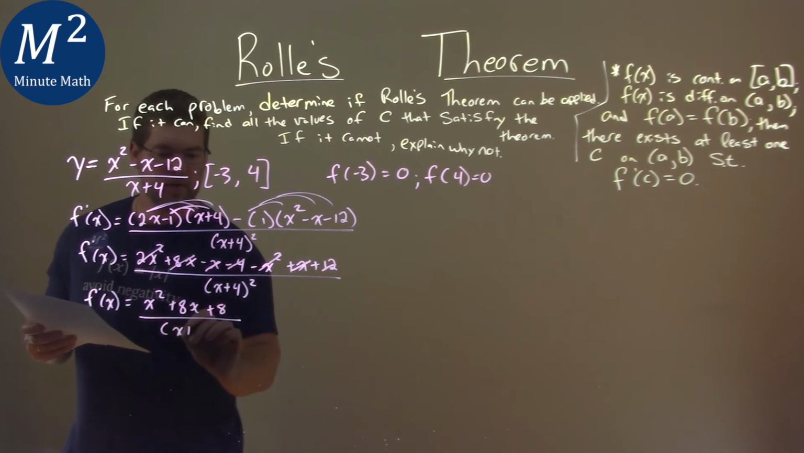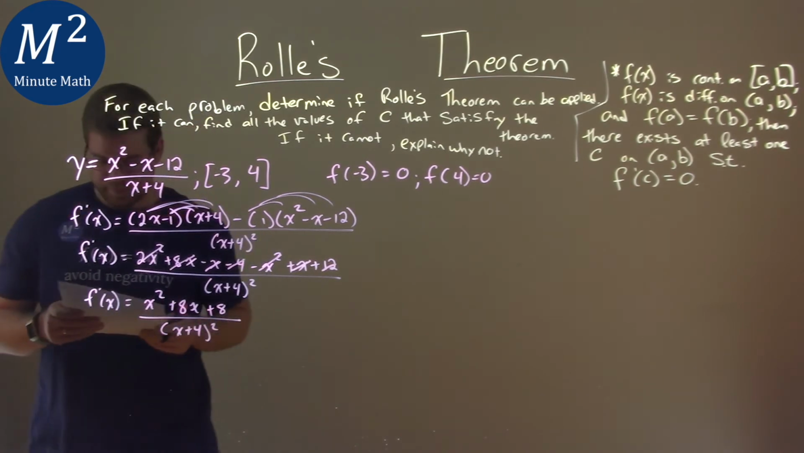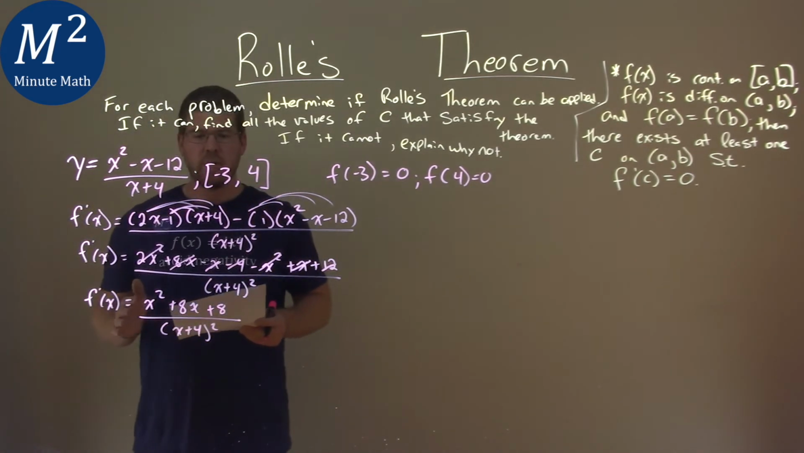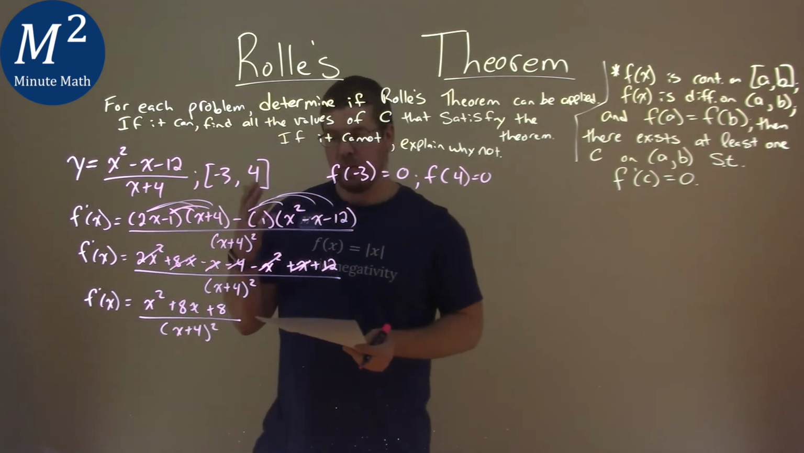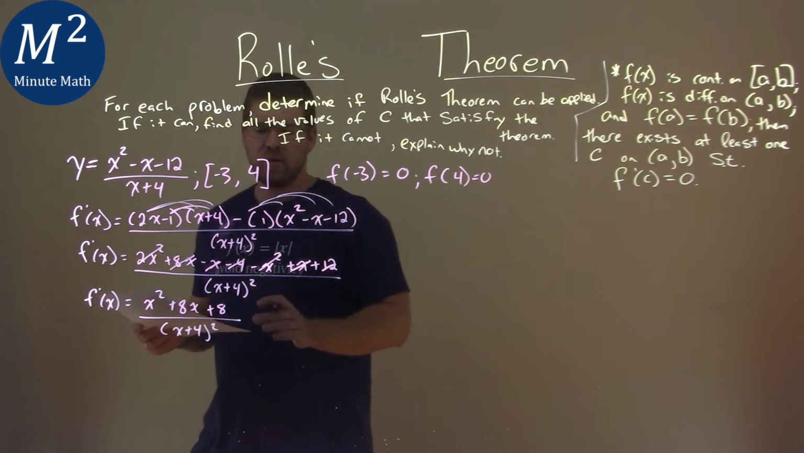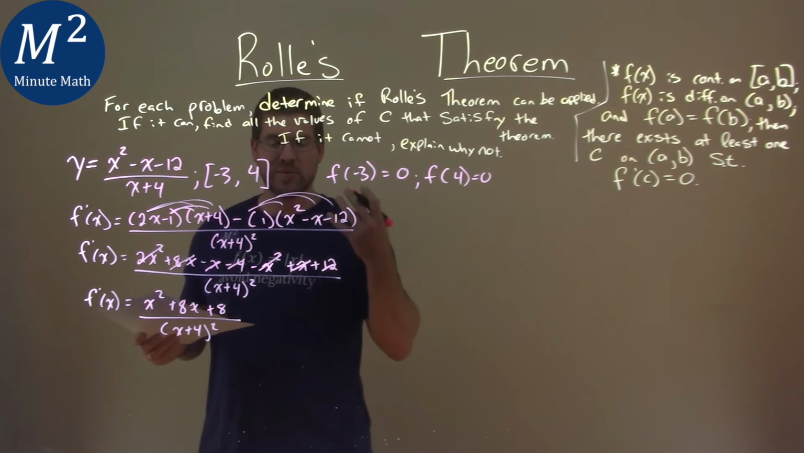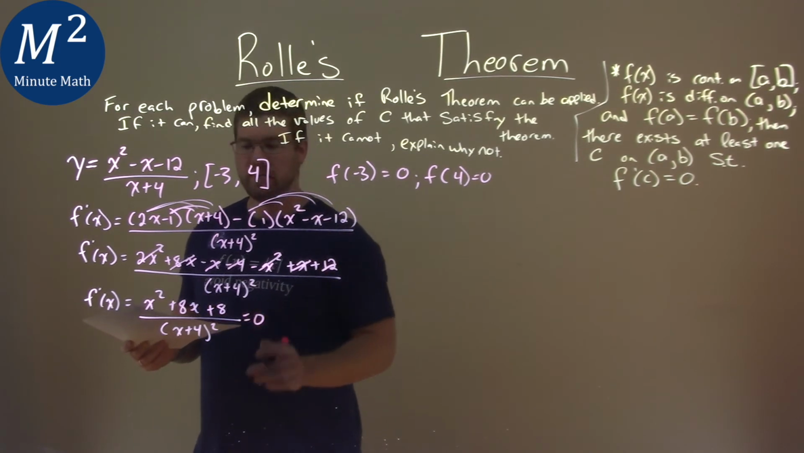Divided by x plus 4 all squared. Okay. Well, this function can't really simplify anymore. All right. And so what we want to do is find where it's equal to 0. Right. That's the whole point of using Rolle's theorem.